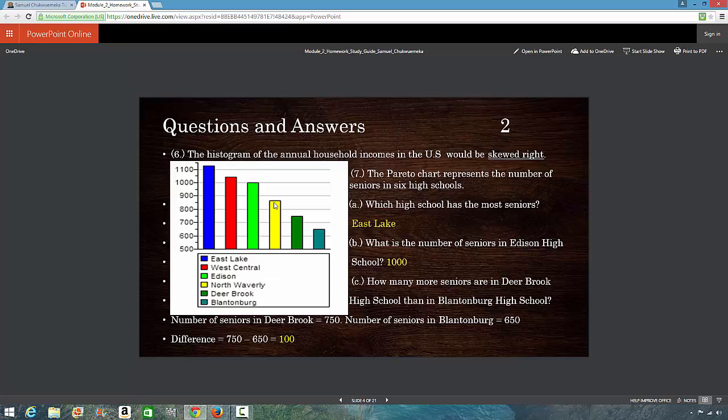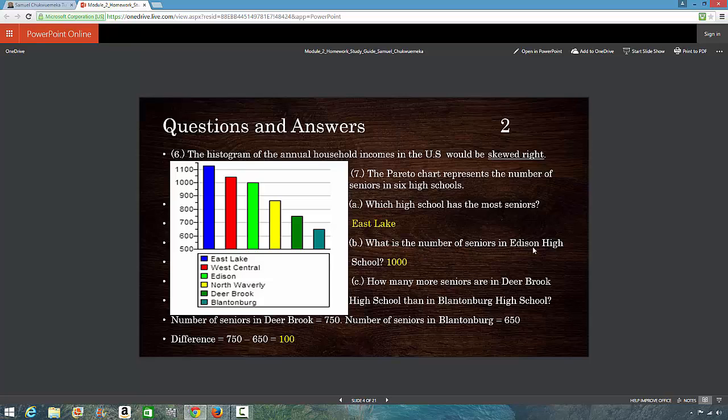North Waverly is about half of it, 850 high school seniors. Deerbrook has about 750. Blantonburg has about 650. So, which high school has the most seniors? You see, it's Eastlake. It has more than 1,100 high school seniors.